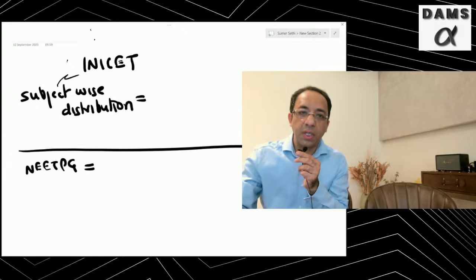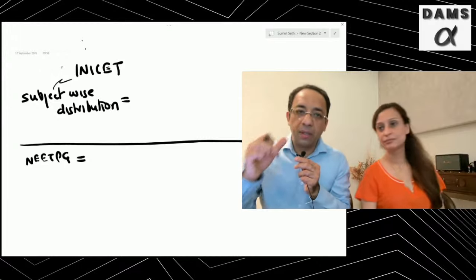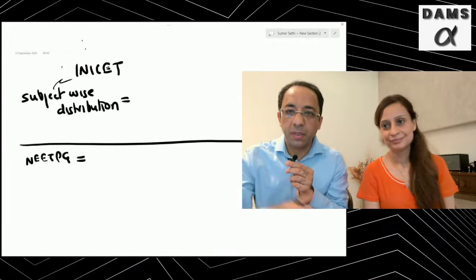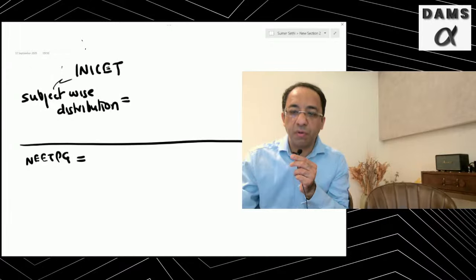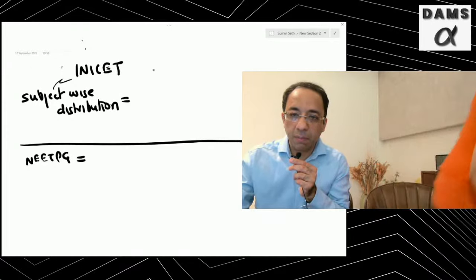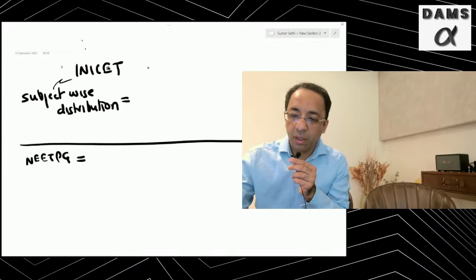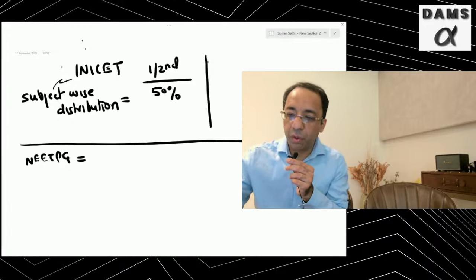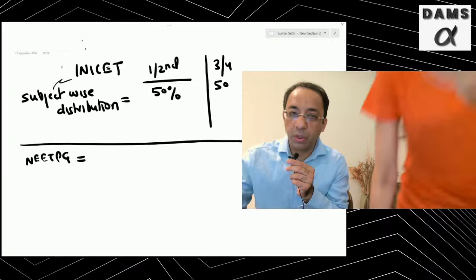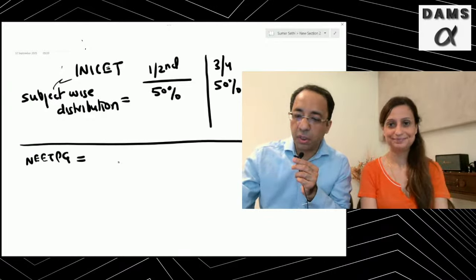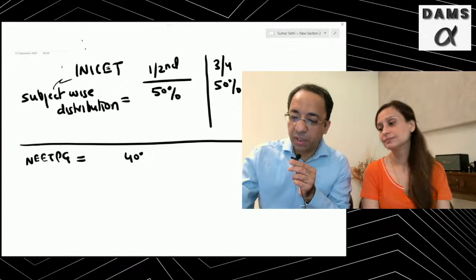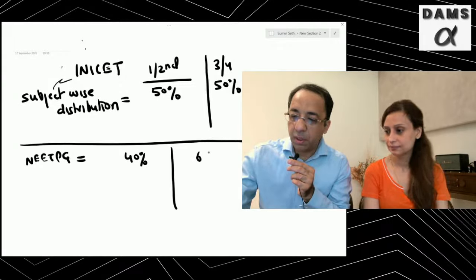So what we want you to understand is that when we look at the papers, we also have to look at the recent year paper patterns. See, the most important thing that I want you to understand first of all is that in your INI-CET paper, first, second years will contribute to 50% of the paper, third, fourth year will contribute to 50% of your paper. However, when we look at NEET PG, this distribution becomes 40% first, second year, 60% third, fourth year.